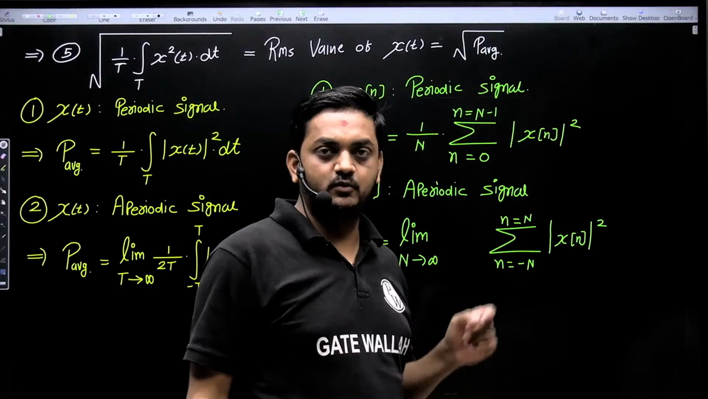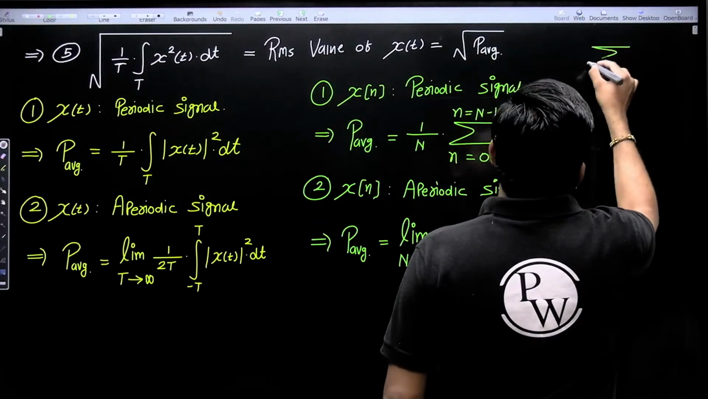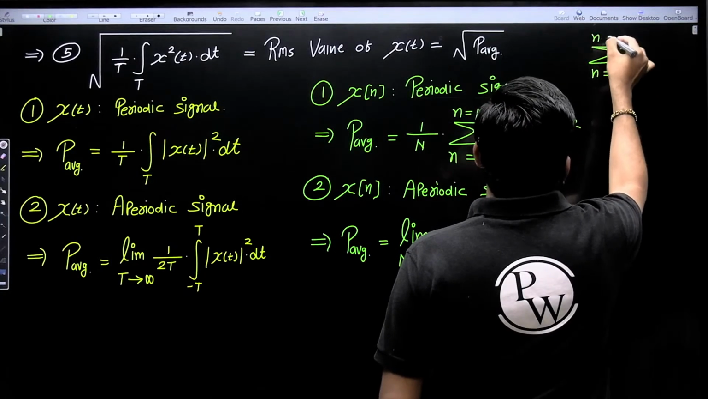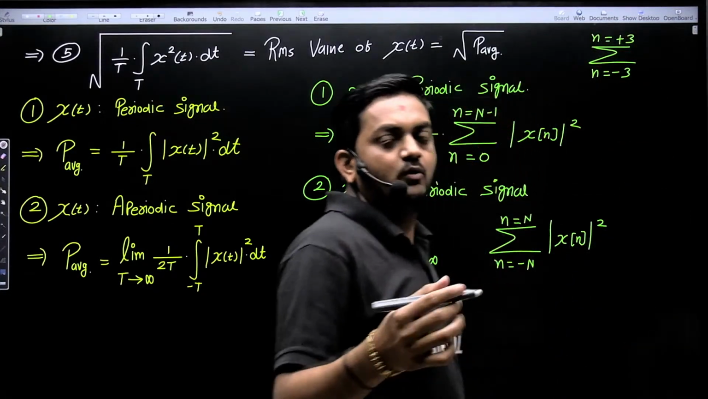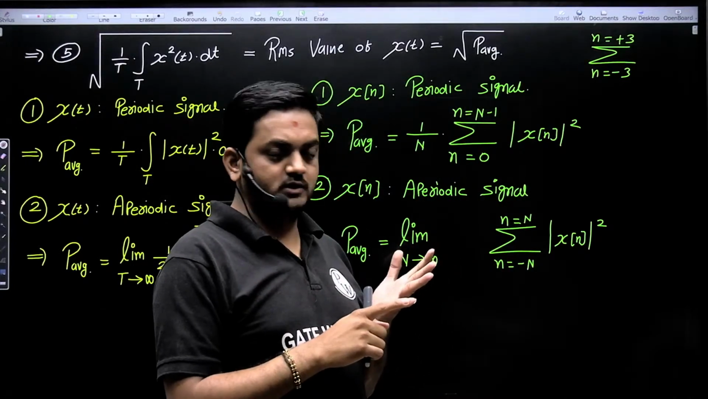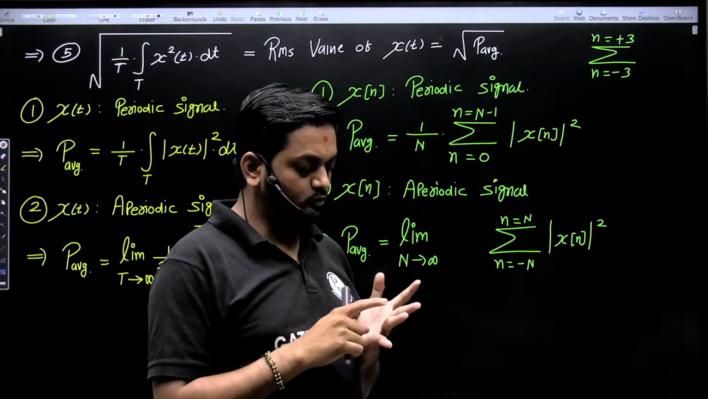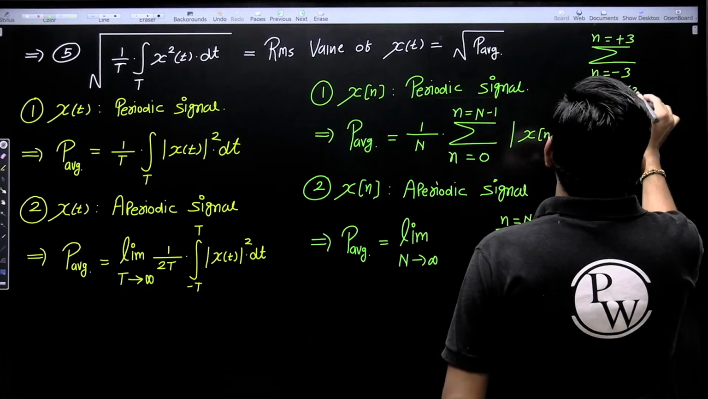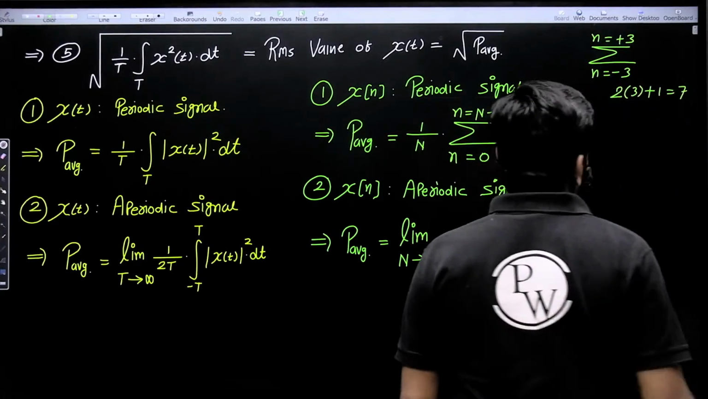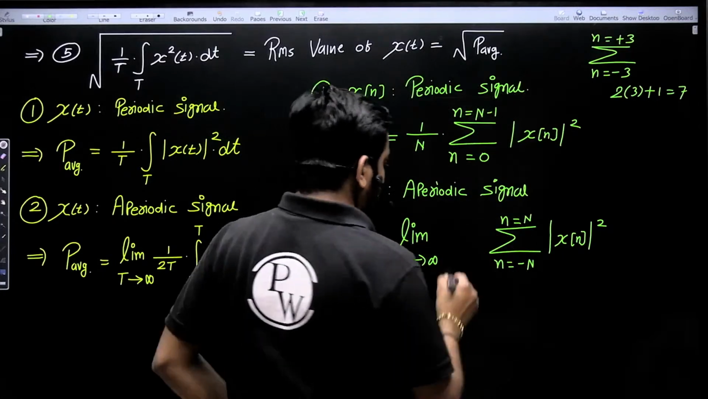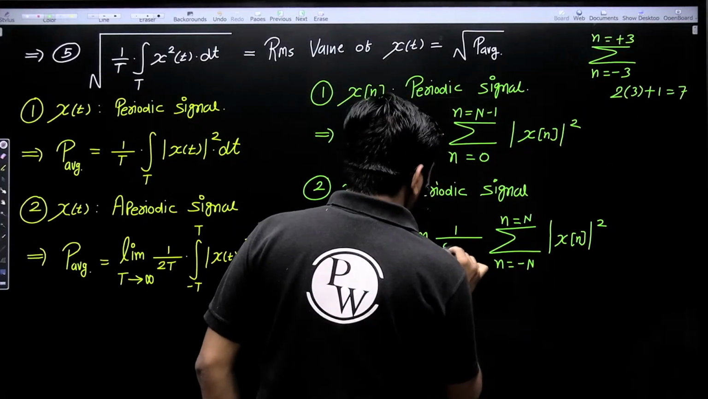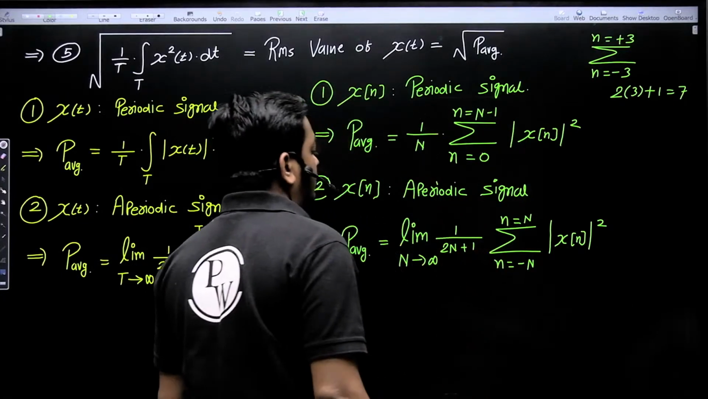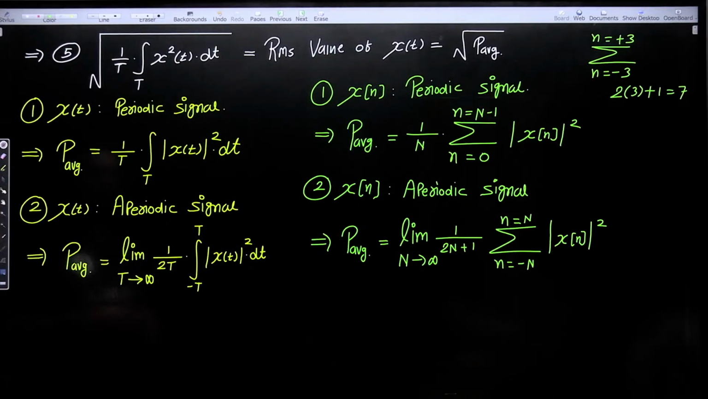Now minus N to plus N, total number of samples. Tell me the total number of samples from minus N to plus N. Suppose you are doing the summation from minus 3 to plus 3, then how many samples, guys? Minus 3, minus 2, minus 1, 0, 1, 2, 3. Total 7 samples will come into the picture. So you can write 2 into 3 plus 1, which is equal to 7 samples. So if it is minus N to plus N, then it becomes 2N plus 1. Clear? So these are the formulas to calculate power of a periodic signal and an aperiodic signal for continuous time as well as for discrete time, guys.